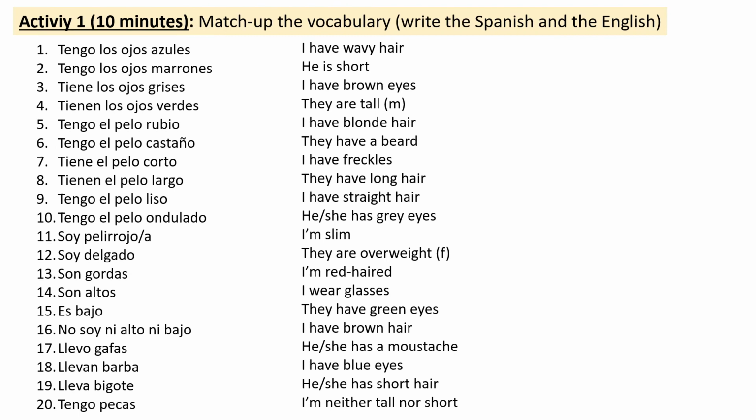So chicos, what I'd like you to do here is I've given you 20 phrases. And what I'd like you to do, please, is write the Spanish phrases and then write the correct English next to them. So, for example, number 1, tengo los ojos azules. I'm sure you all recognise that one. Is I have blue eyes. So you find that on the right-hand side and then write that next to it. Okay, so please pause the video now. Make sure you write both the Spanish and the English.